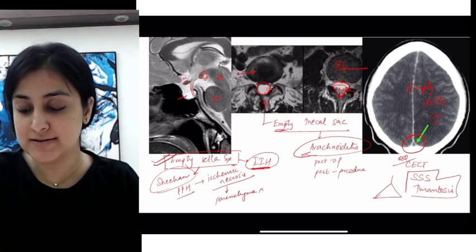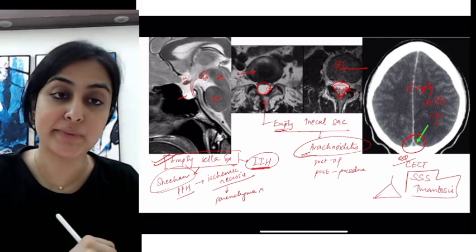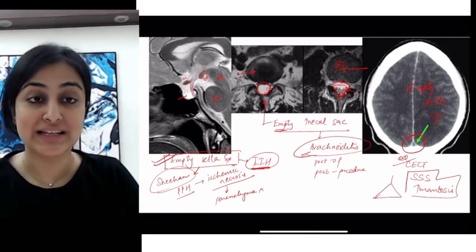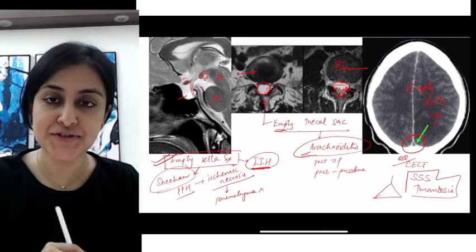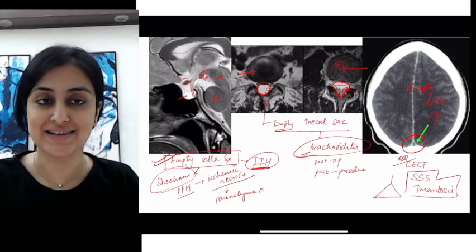So remember these three empties: empty sella with Sheehan syndrome and idiopathic intracranial hypertension, empty thecal sac sign with arachnoiditis, and empty delta sign seen with superior sagittal sinus thrombosis.